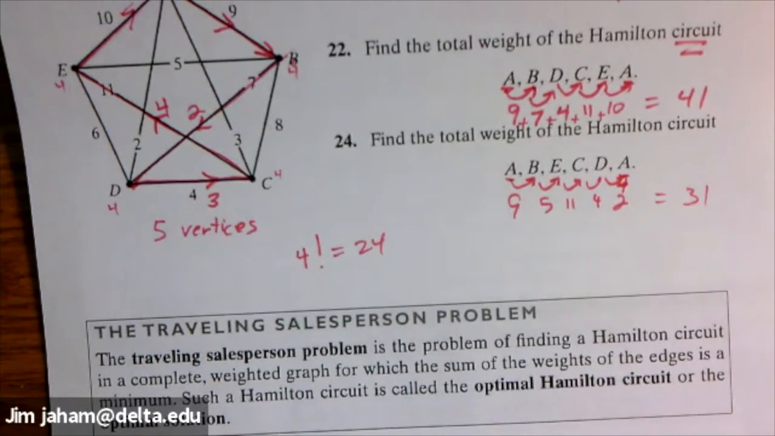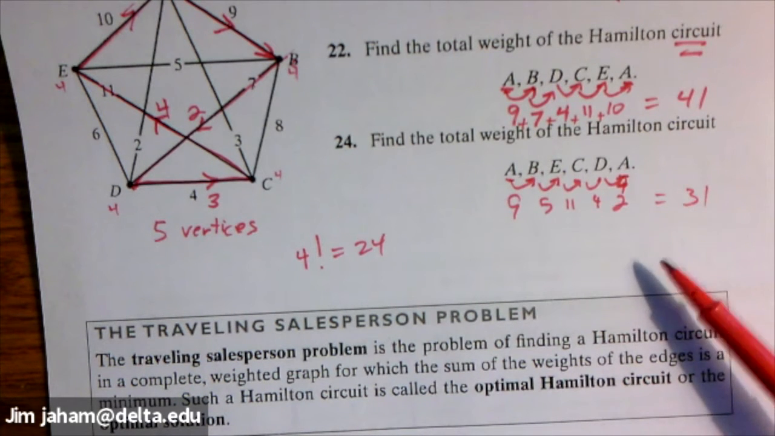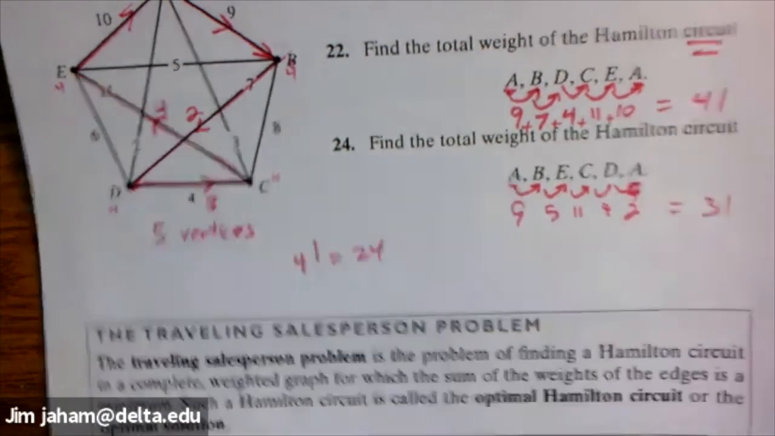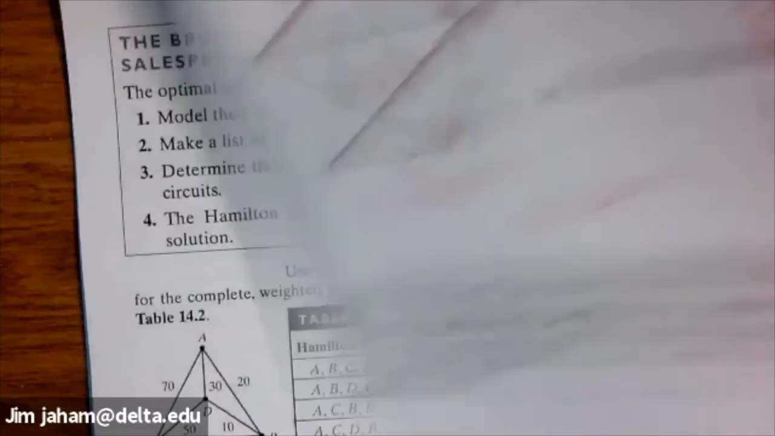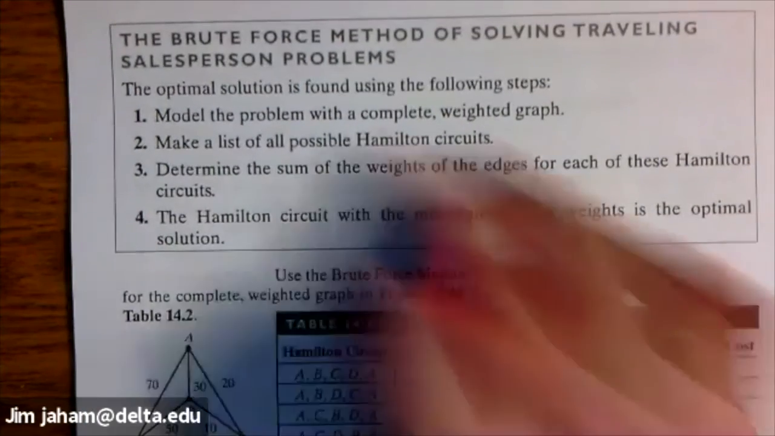If you do have a complete graph and you do want to find a Hamilton circuit, that is, you start and end at the same place, what is the minimum weight? Is it 31 or is there something smaller? So there are lots of ways to find that over the years. And one of them is called the brute force method.